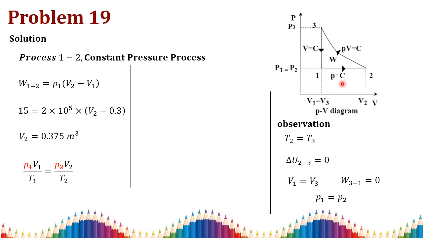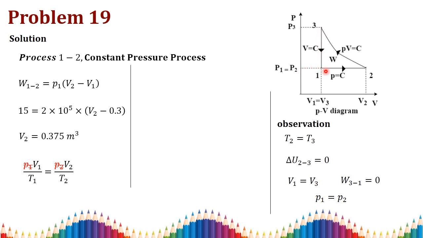Since the temperature is constant here, we know that T2 is equal to T3. Then the change in internal energy is 0, since it is mCv into (T3 minus T2), and both temperatures are the same. Then we can observe that the initial volume and the final volume are the same, V1 is equal to V3. And also here the work done is 0. There is no area under the curve for a constant volume process 3 to 1, so work done of 3 to 1 is 0.